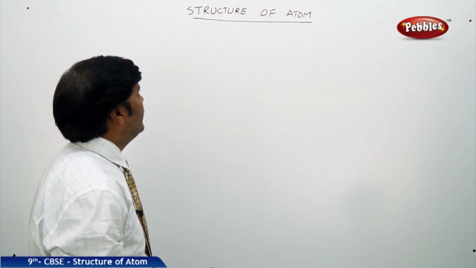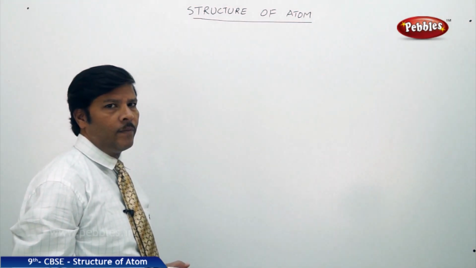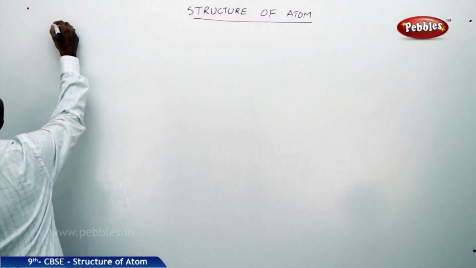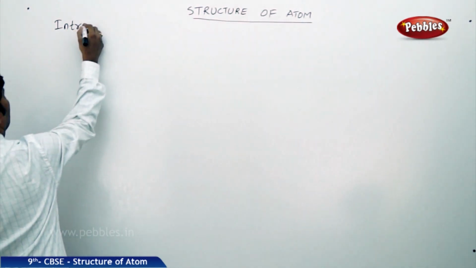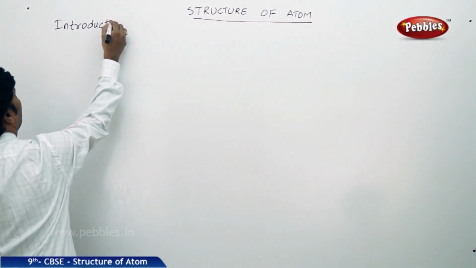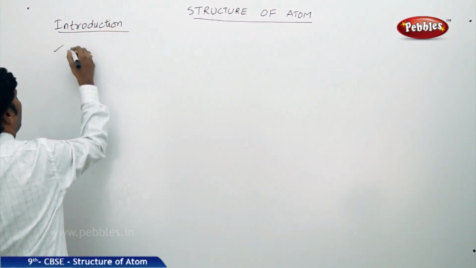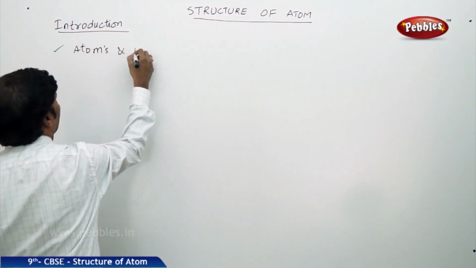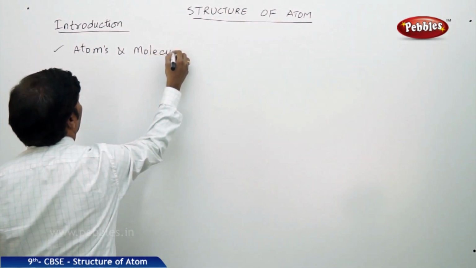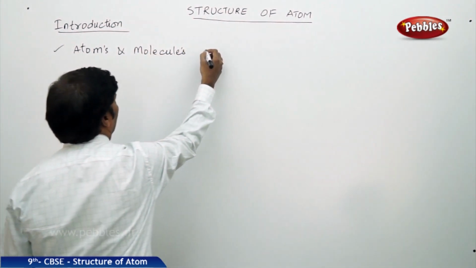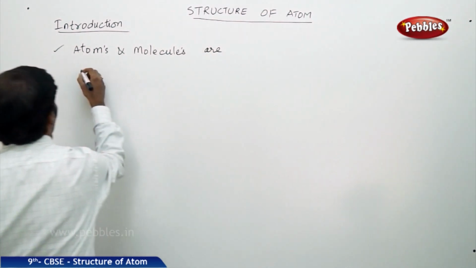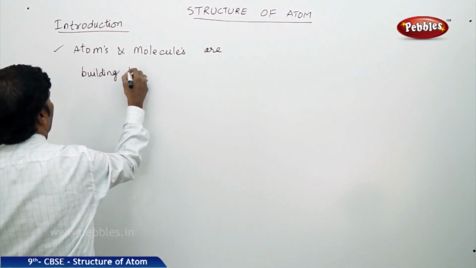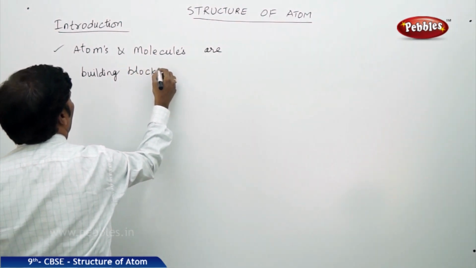So the next part of the unit is structure of atom. In the structure of atom, let us go to the introduction. In the introduction, we know that atoms and molecules are building blocks of matter.